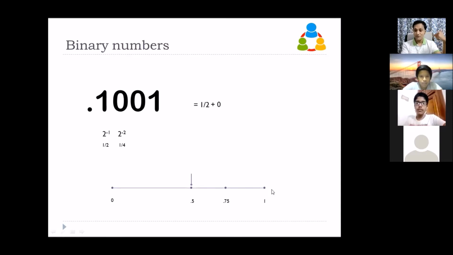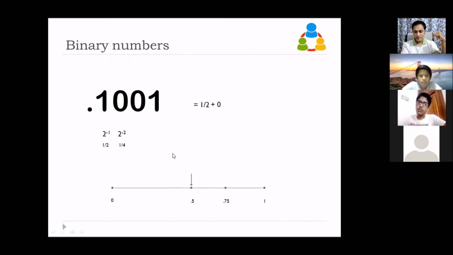Before, 0.5 was the accuracy. Now our accuracy is 0.25. It is improved, but still it is not great. It can be anywhere here, but the current value of this expression 0.10 is half only. It is here only. Do you get that?